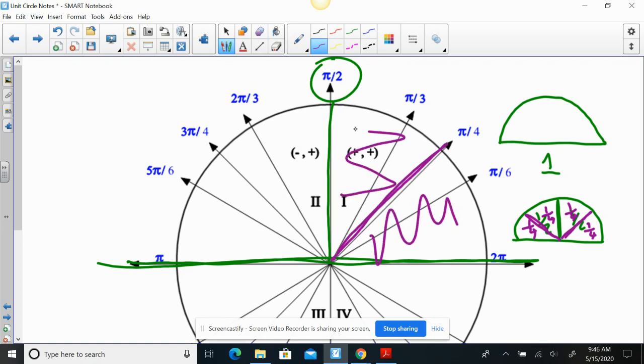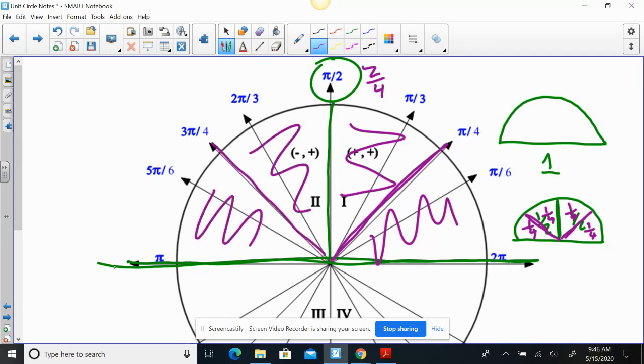I would have 2 quarters, which reduces to 1/2. 3 quarters, so 3 pi over 2, and then 4 quarters. 4 over 4 is really 1. So that's how I could use my halves and my quarters.